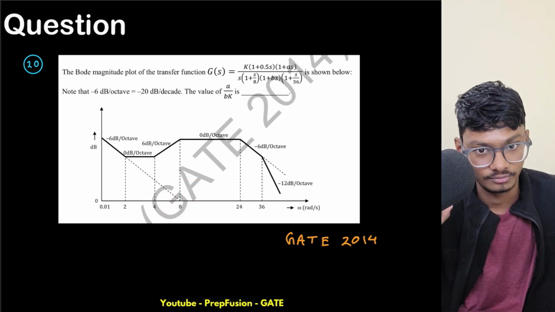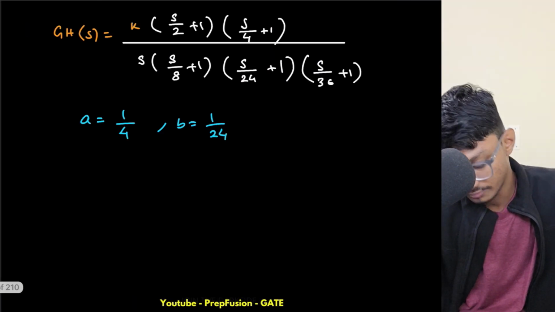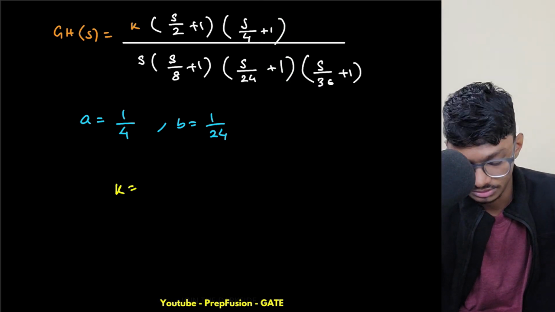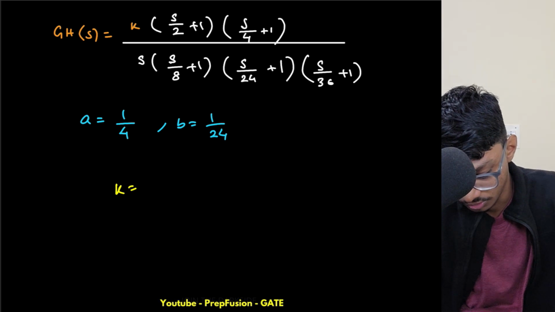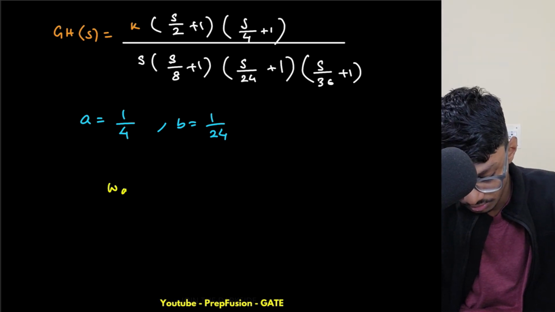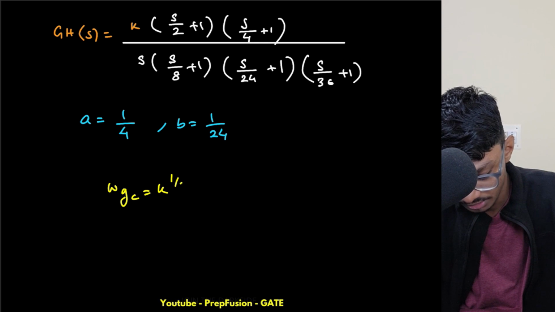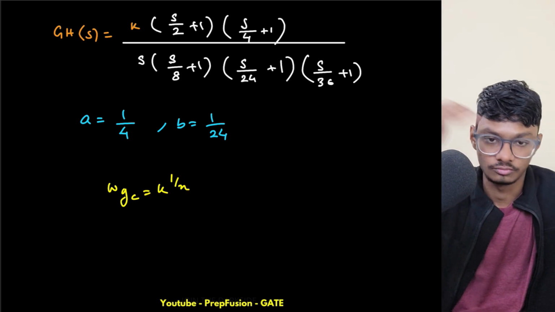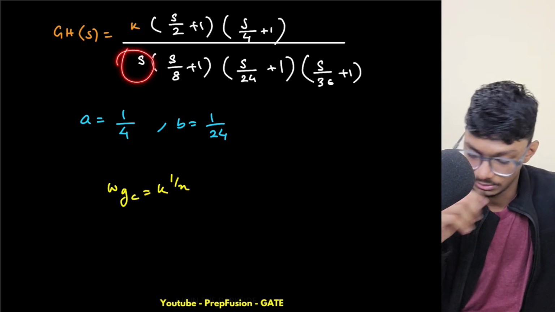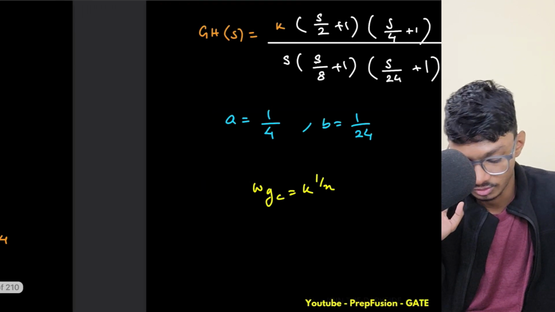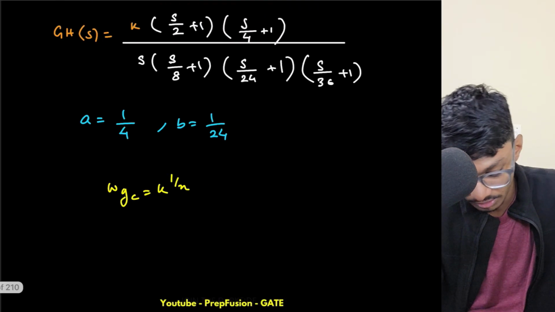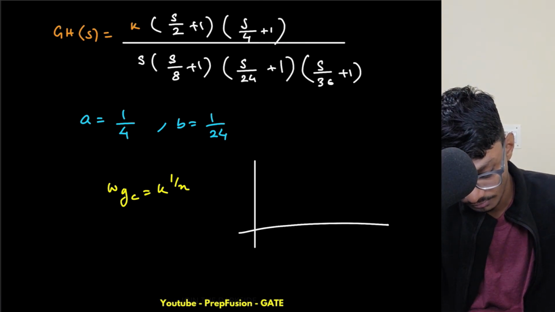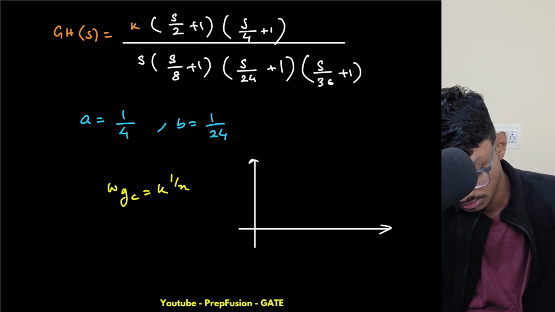So if you remember the formula, what was my formula for K? The formula for omega GC was K raised to power 1 by N, where N was the number of poles at the origin. Okay, if you remember, when I had poles at the origin. All these other things will be ignored, I'm talking about only this part. Let's say the Bode plot for only this one is given.